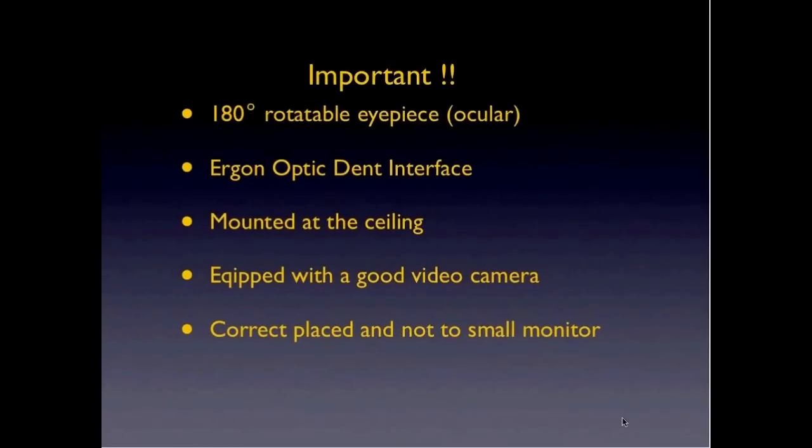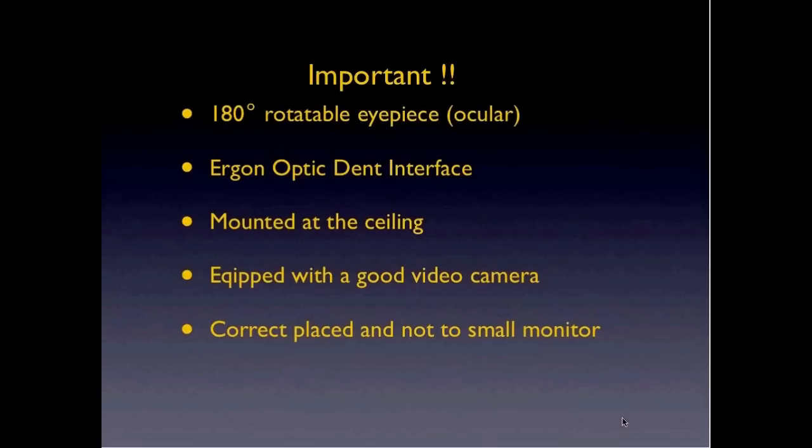What is important when you buy a microscope? In my opinion, the 180 degrees rotatable eyepiece, I think that's mandatory, and the Ergon Optic Dent interface, so that you can really sit in a healthy position, take a healthy posture. And then one other thing, you should mount the microscope at the ceiling of one single dental unit. I know that most dentists buying a microscope for the first time want to have it movable, to move it from one room to another. And of course you do that in the beginning when you start to work with it.